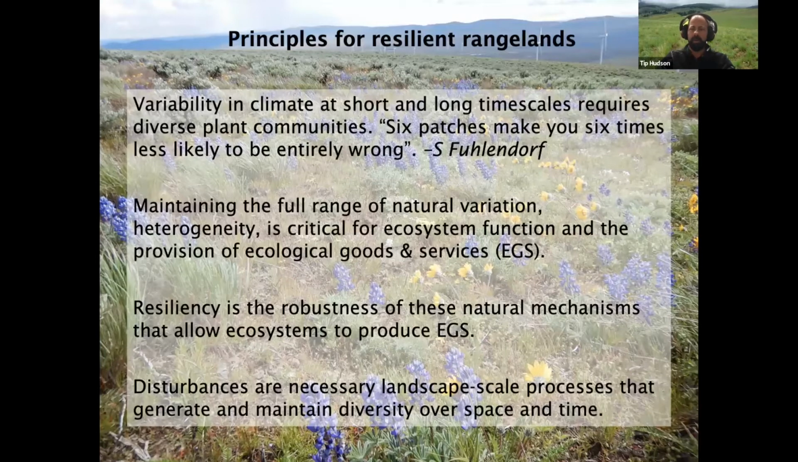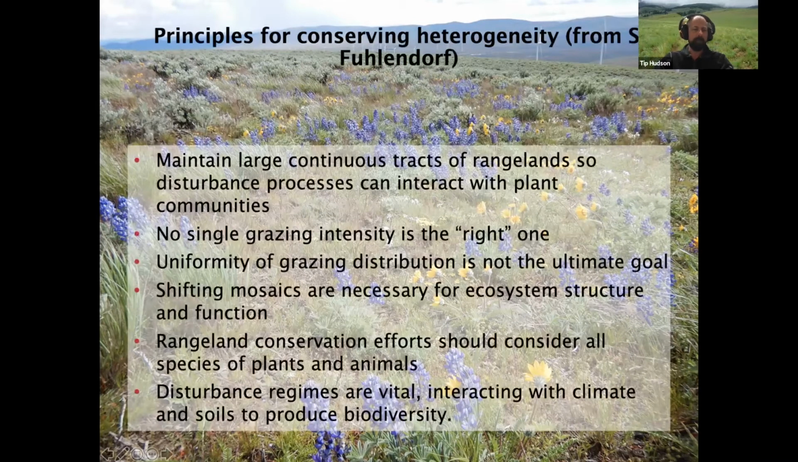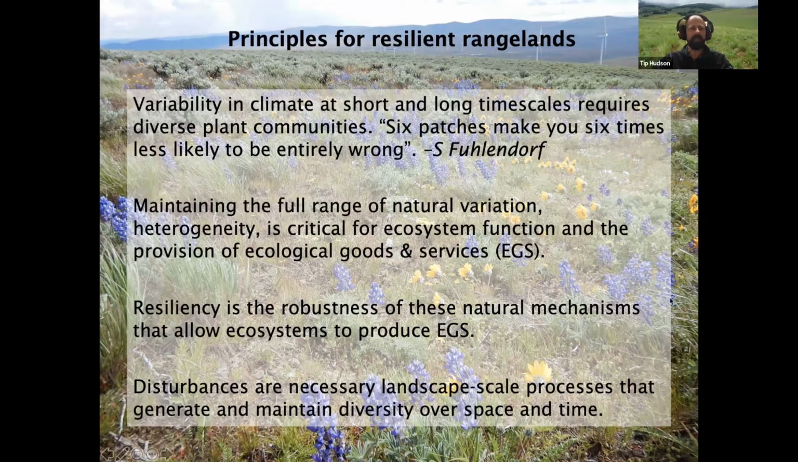The goal isn't necessarily to apply the same ratio of animal demand to forage supply or the same stocking pressure evenly everywhere, because this variation in grazing pressure across space and time is interacting with disturbance regimes to generate valuable species diversity, plant community structural diversity, heterogeneous patterns of plant community types. Sam Fuhlendorf, who's written quite a bit about the value of heterogeneity, has said that 6 patches make you 6 times less likely to be entirely wrong. It'll make sense in about an hour.